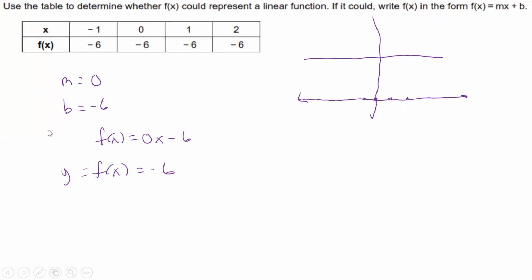Okay, so there are a couple of ways to look at that one, but in both of them, we get that it is a linear function. All right, let's stop there and we'll come back for some more.